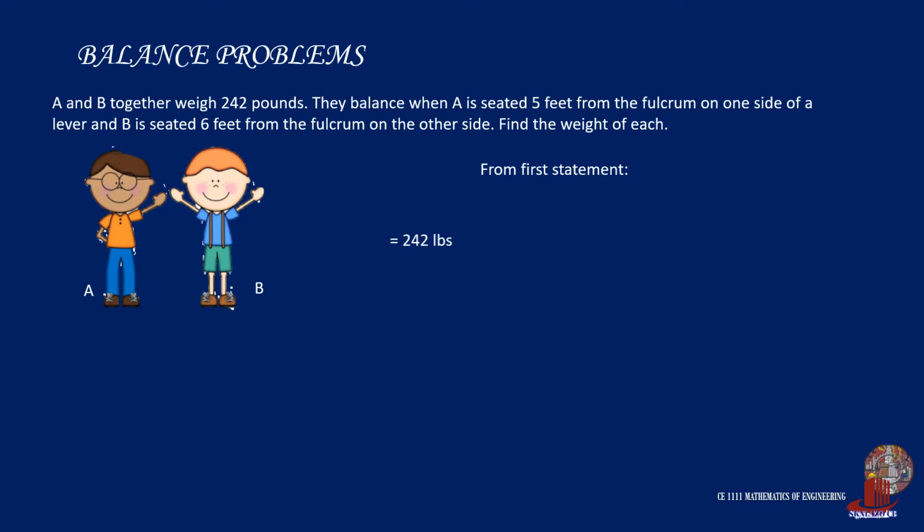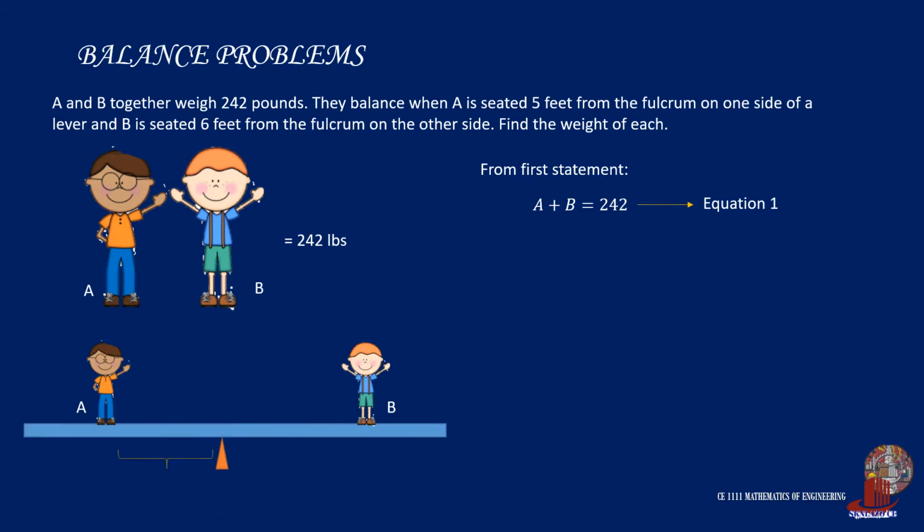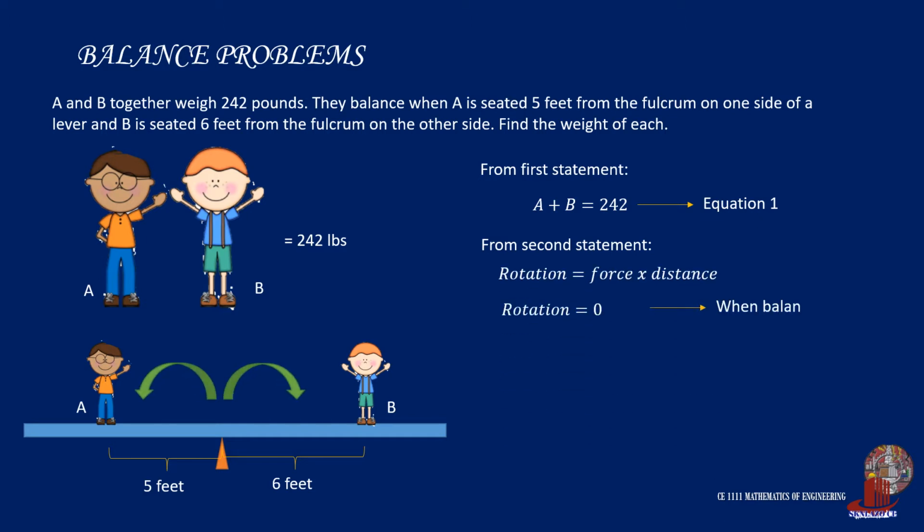From the first statement, we can identify the total weight of A and B as 242 and consider this as equation 1. The second equation will integrate rotation in the procedure. Rotation is computed as force multiplied by the distance. However, to keep the lever balanced, the clockwise rotation would be equal to the counterclockwise rotation. Or simply said, the rotation is taken as 0.